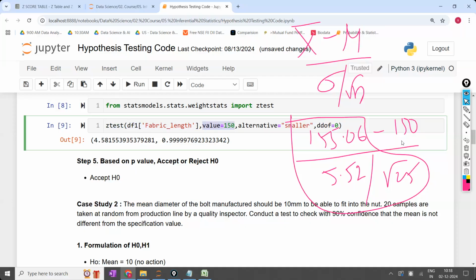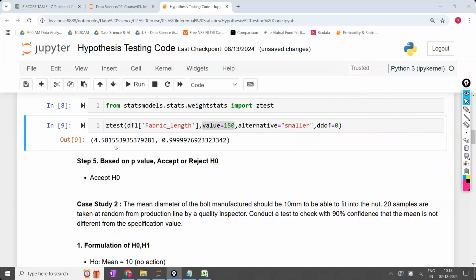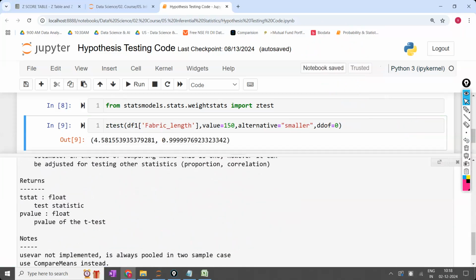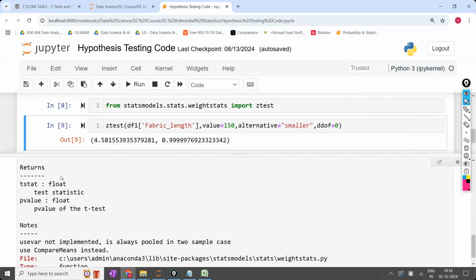Fabric, what are the fabric you have selected? It is for 200 centimeters you have to do. Who knows? Now, you are applying for 150, and for 150, you are going to get two values. This function is going to return two values. Can you see what are the two values it is going to return? Test statistic value and p value. Two values it is going to return.